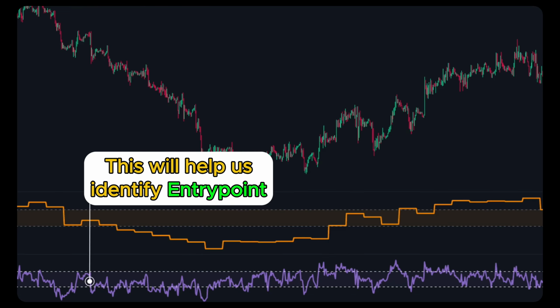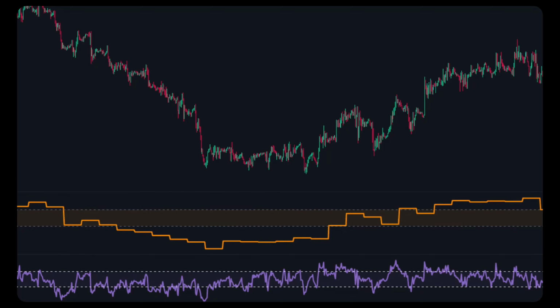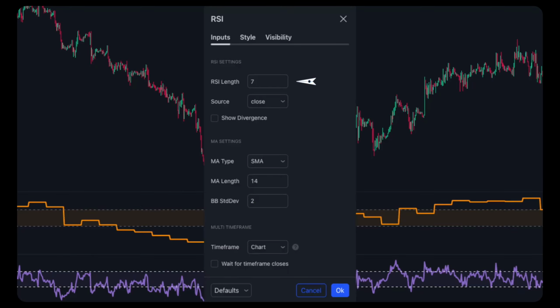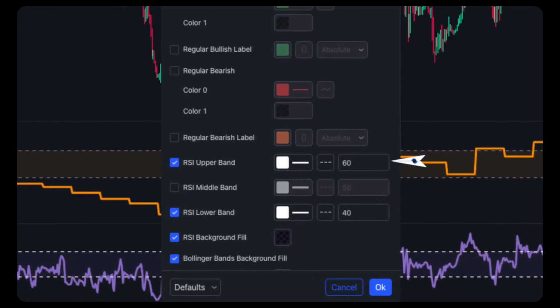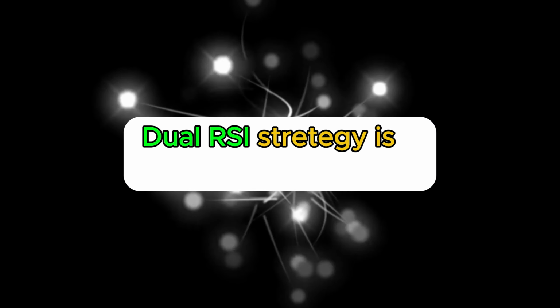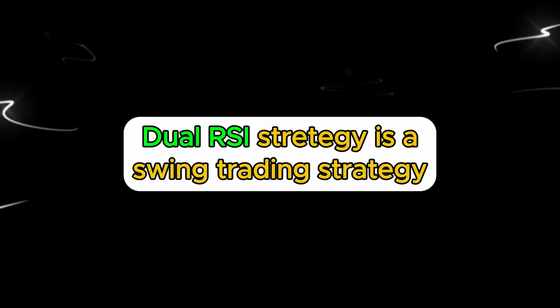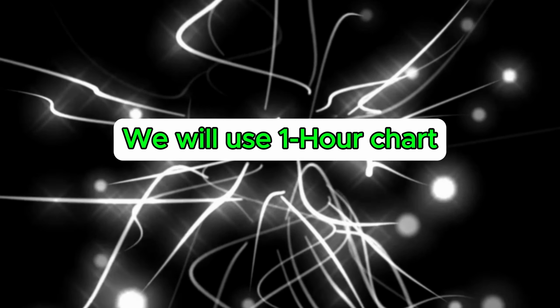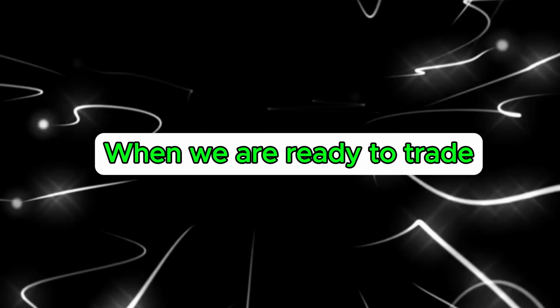The second RSI is the one that will help us to identify the entry points. On the second RSI, we will change the period to 7, and we will change the overbought and oversold levels to 60 and 40 respectively. The dual RSI strategy is a swing trading strategy, so we will use the 1-hour chart for our entries and exits. Once we are ready to trade, we first need to identify the trend of the market.